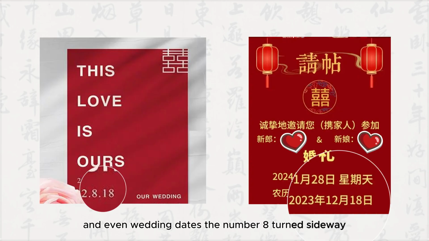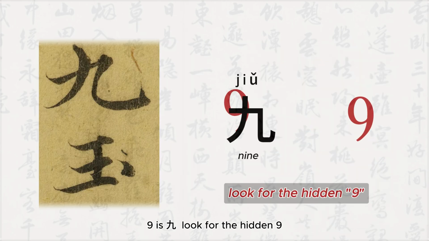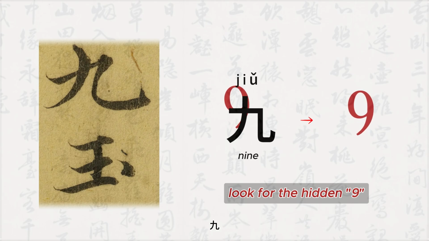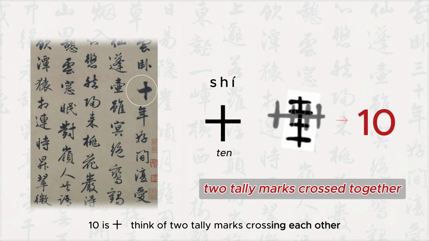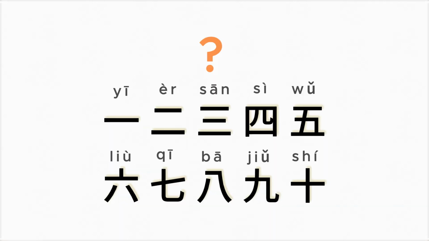The number 8 turned sideways also looks like the infinity symbol. So it's not just about wealth, it's infinite good luck. That's why this number is so popular. 9 is 九. Look for the hidden 9. 九. 10 is 十. Think of two tally marks crossing each other. Together, they make 10. 十.